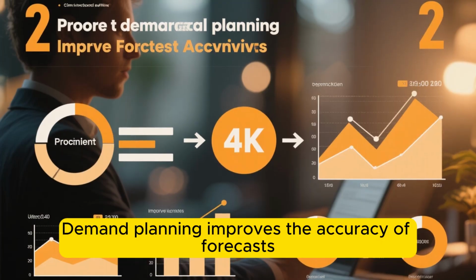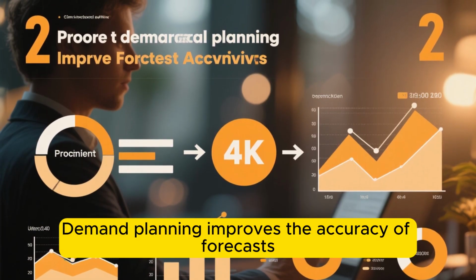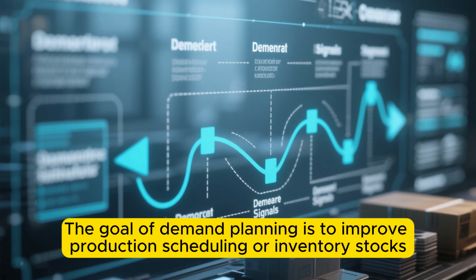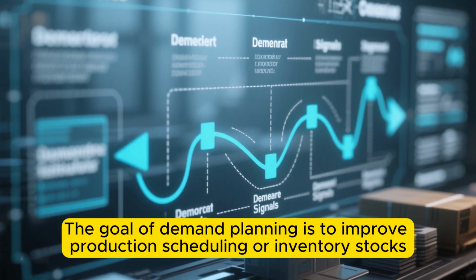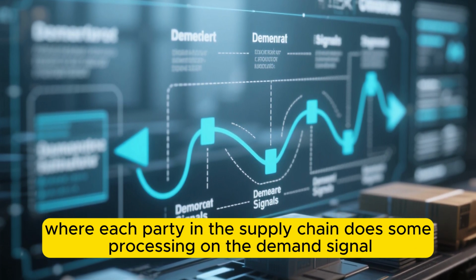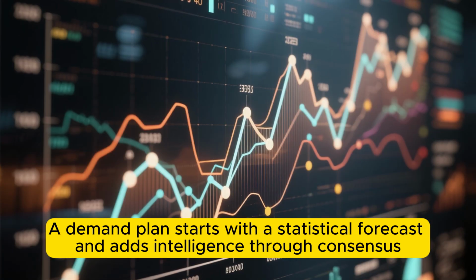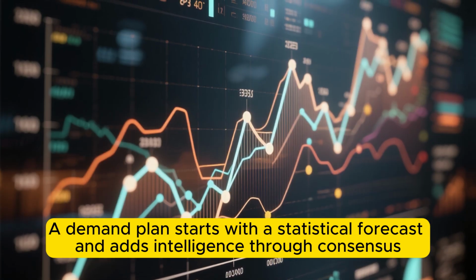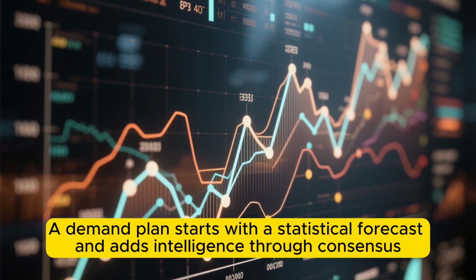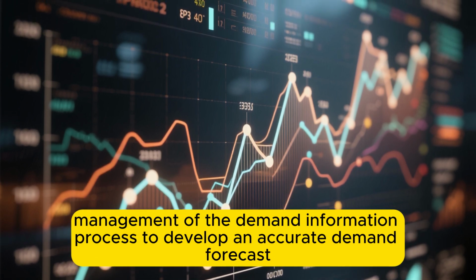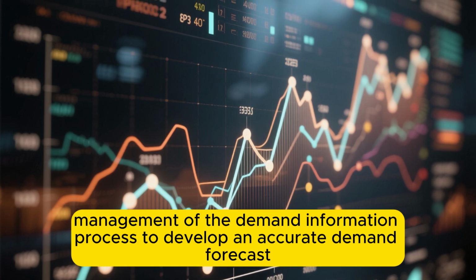Demand planning improves the accuracy of forecasts. The goal of demand planning is to improve production scheduling or inventory stocks, where each party in the supply chain does some processing on the demand signal. A demand plan starts with a statistical forecast and adds intelligence through consensus management of the demand information process to develop an accurate demand forecast.